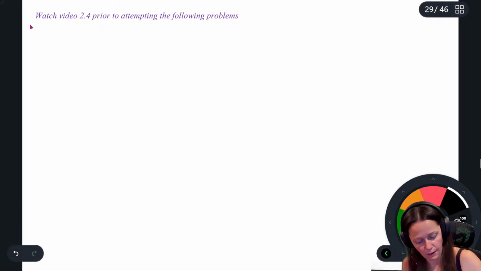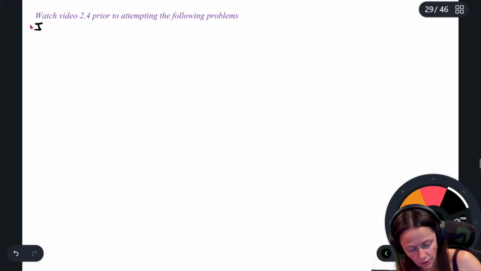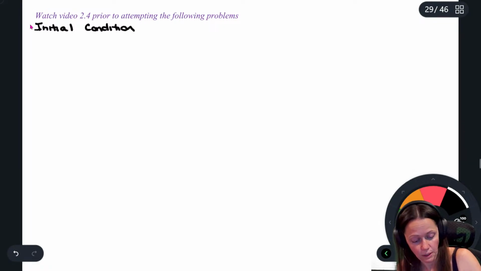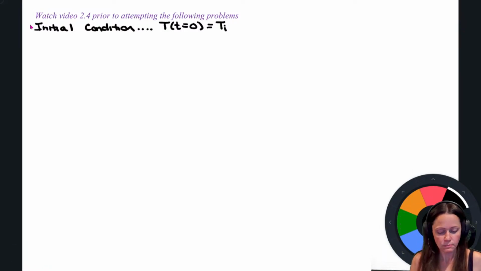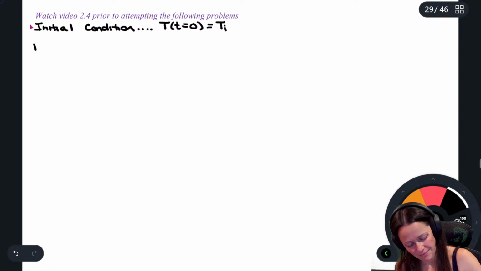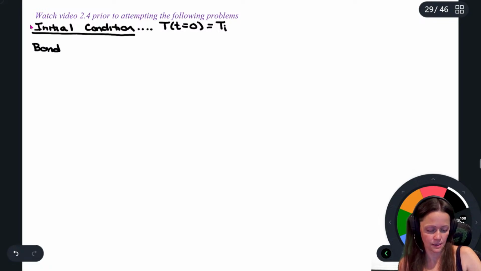Basically, if you have a differential equation with a time component, you're going to need an initial condition, right? All that's going to be is that T at initial time t equals 0 is equal to, we'll call it Ti, T initial. All right. And then we get the boundary conditions. So I'll underline this guy and this. All right, so boundary conditions.